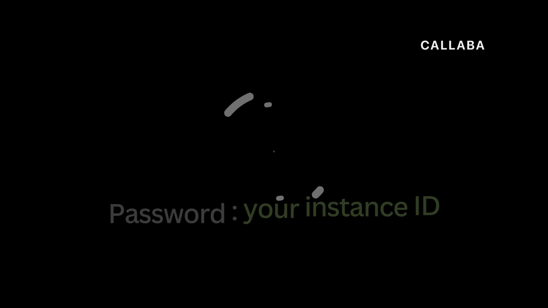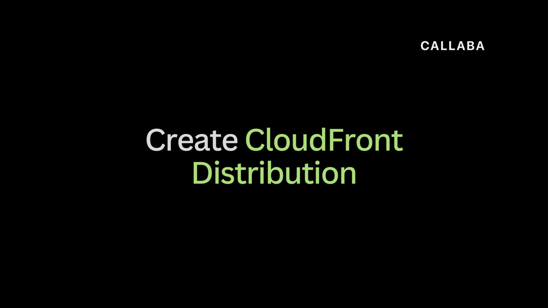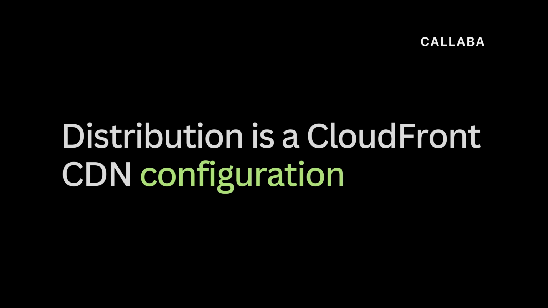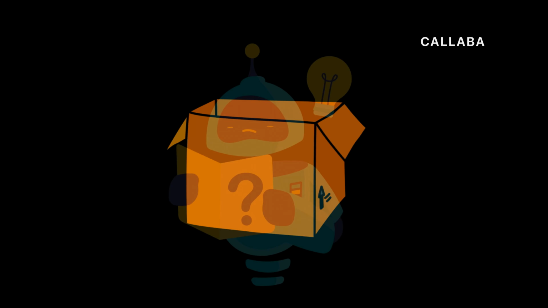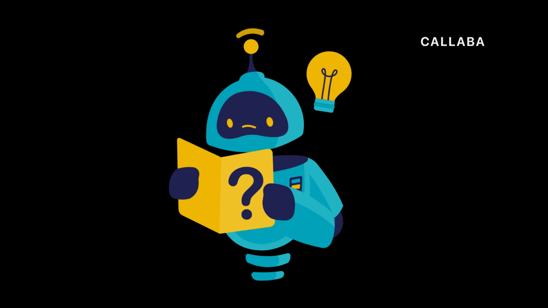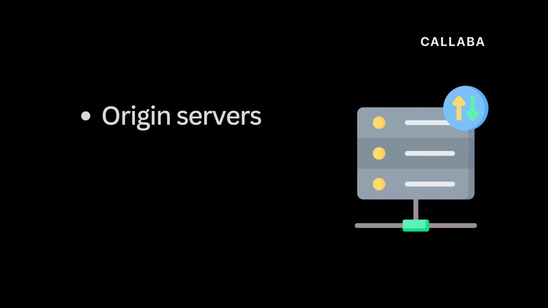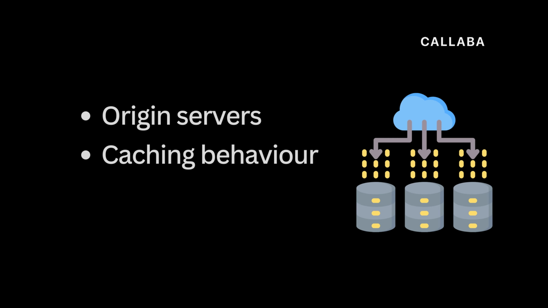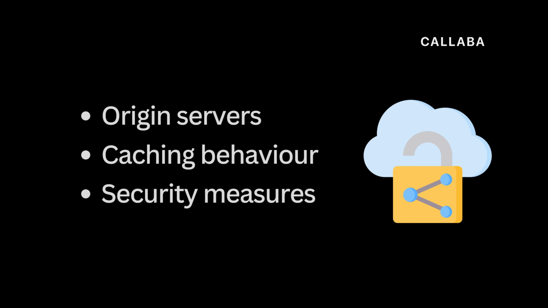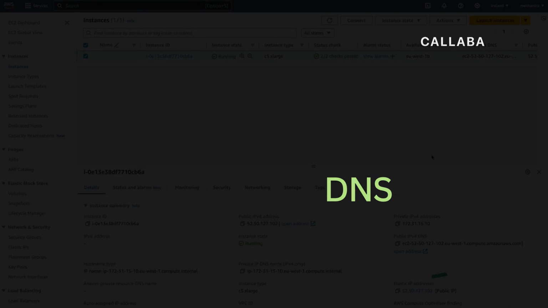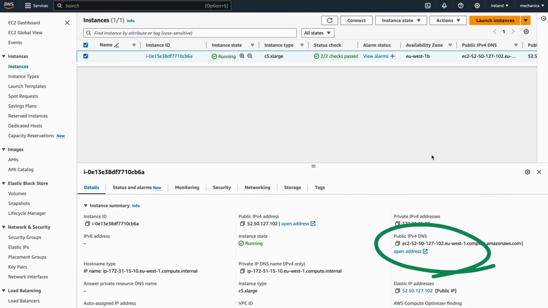Now we're going to create our very own CloudFront distribution. A distribution is a configuration of the CloudFront CDN. It's sort of a package of settings that tells CloudFront how to cache and deliver content. Distribution includes settings like origin servers, caching behavior, and security measures. Before we begin, copy public IPv4 DNS of your instance and keep it in the clipboard.